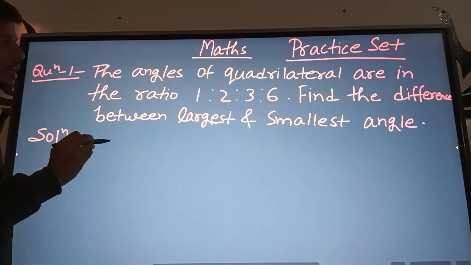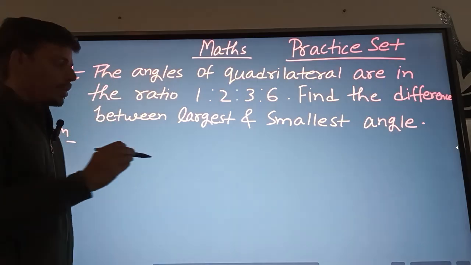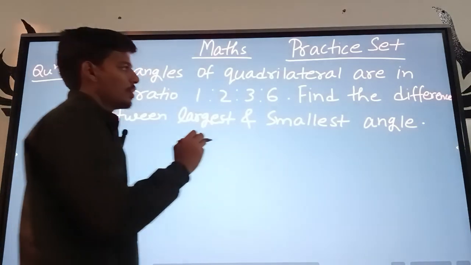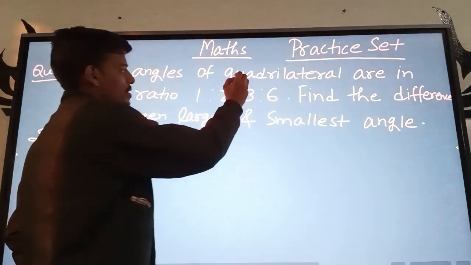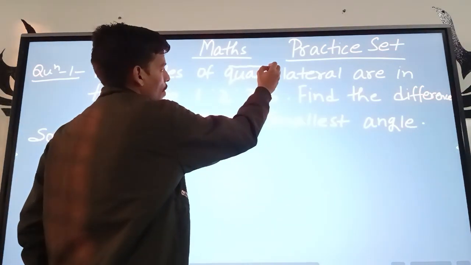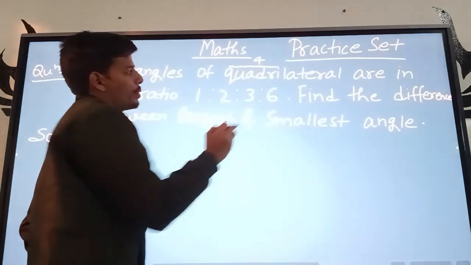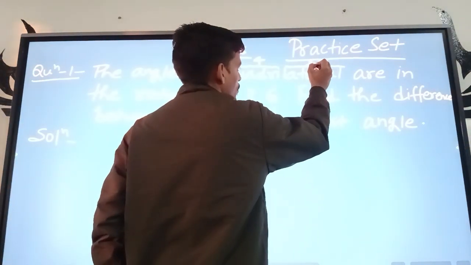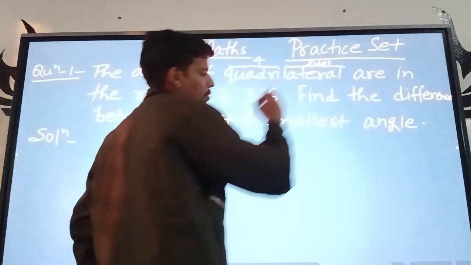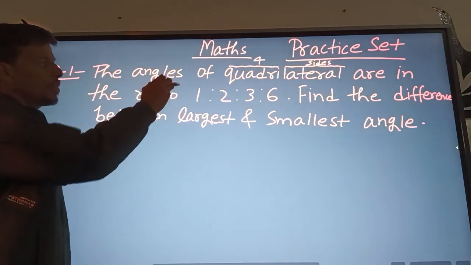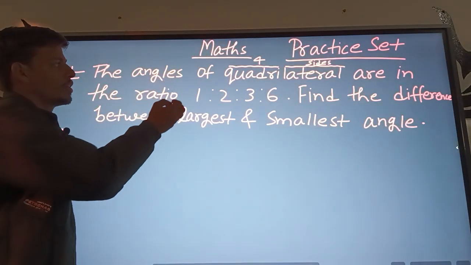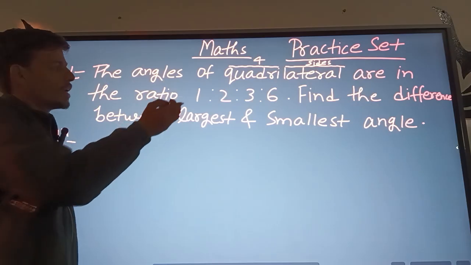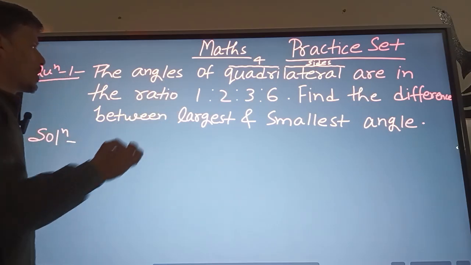The angles of a quadrilateral. We know that a quadrilateral has four sides. Quadri means four and lateral means side. So the figure that contains four sides and four angles is known as a quadrilateral.